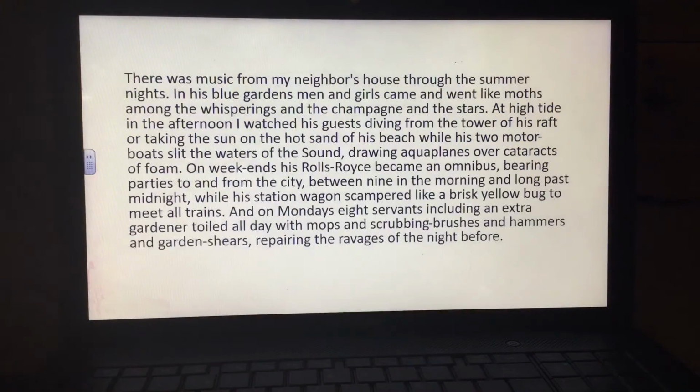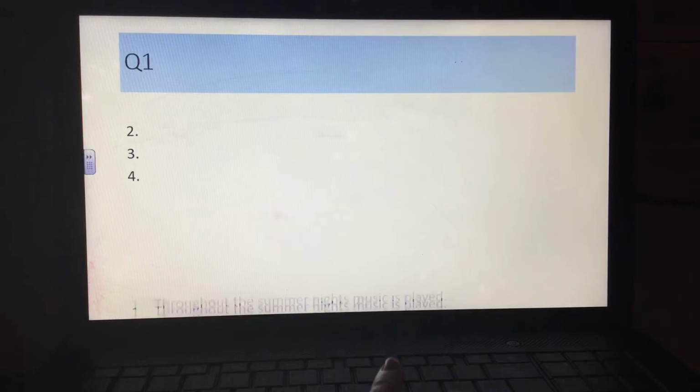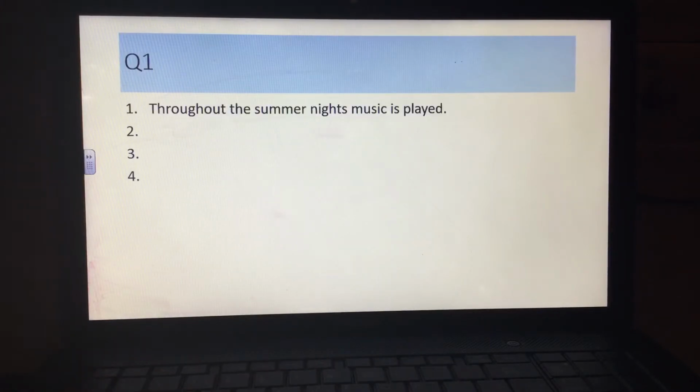For example, there was music from my neighbour's house through the summer nights. In its blue gardens, men and girls came and went like moths among the whisperings and the champagne and the stars. So already I have 2 things there that I can pick out. I've chosen to go with this one and made my simple sentence: throughout the summer nights, music is played. It answers the question. You don't need to do any more than that. Capital letter, full stop. 3 more of those and you're finished with question 1.